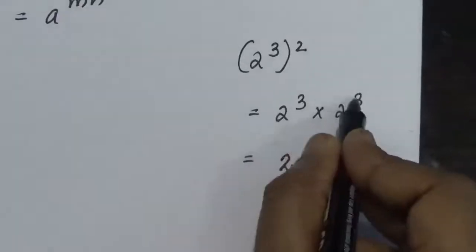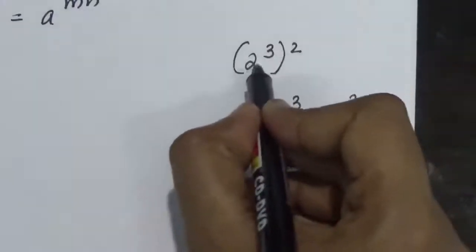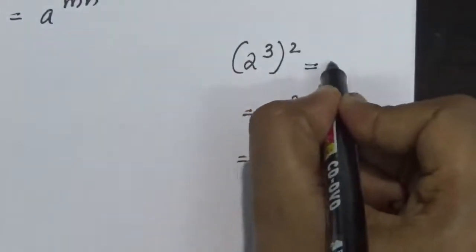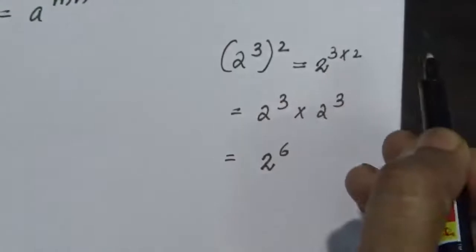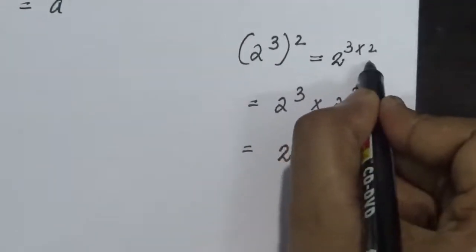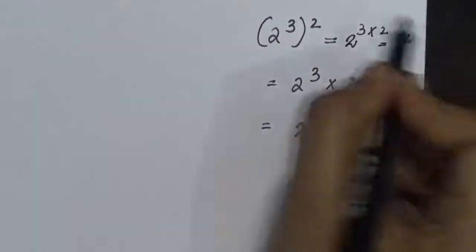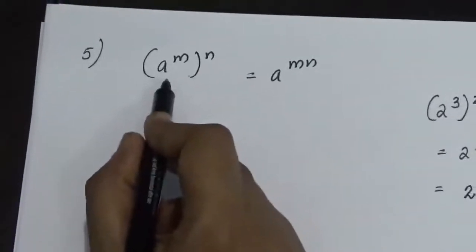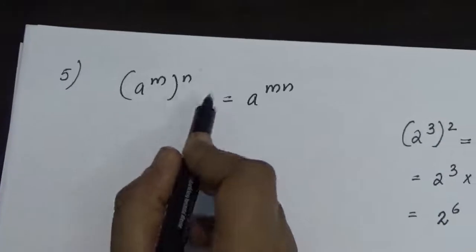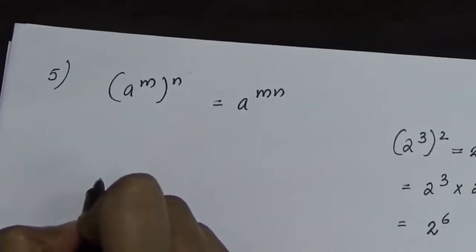So what do you get? 3 plus 3 is 6. So 2 cube the whole square can be written as 2 raised to, you can multiply these two exponents, so that is 2 raised to 3 into 2. So you'll get 2 raised to 6. So that is the fifth law of exponent, a raised to m all raised to n is equal to a raised to mn.